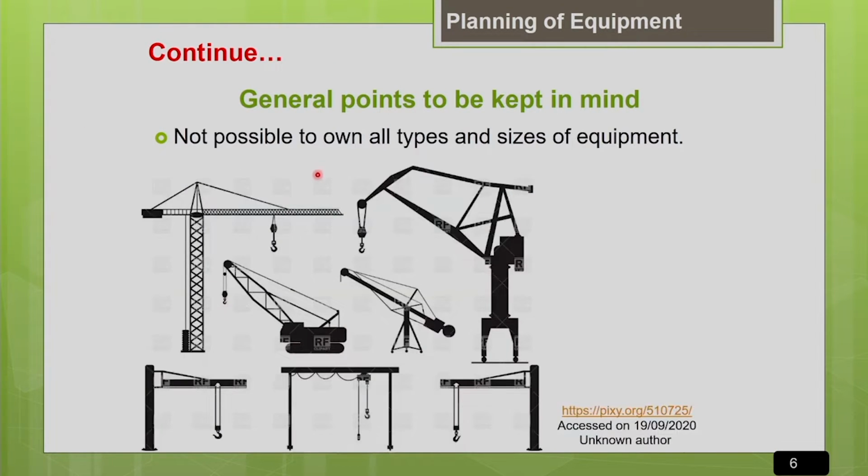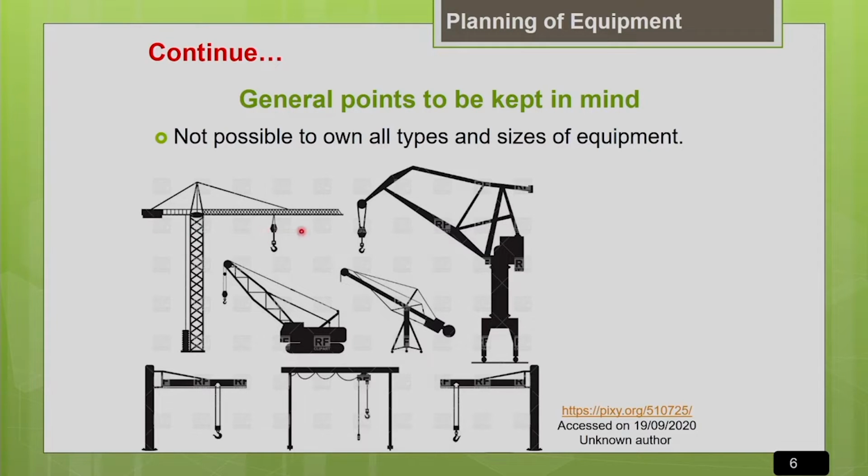And another general point to be kept in mind is, it is known to everyone that it is not possible for a contractor to own all the types and all the sizes of equipment. Say, for example, if you take an excavator, there are different bucket capacities of excavator. So it is not possible for the contractor to have all the bucket capacity models at the project site. Similarly, if you look into the crane, there are different models of crane with different lifting capacity.